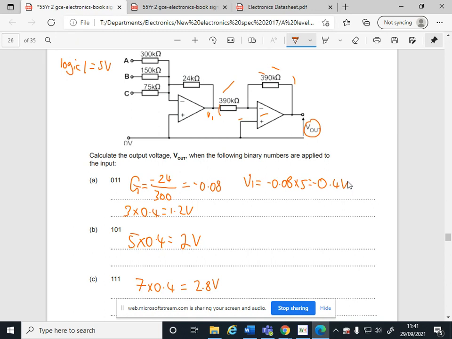So the thing is, work out your gain. You can always work it out for the least significant bit. So let's just write that: work out LSB first. Done.